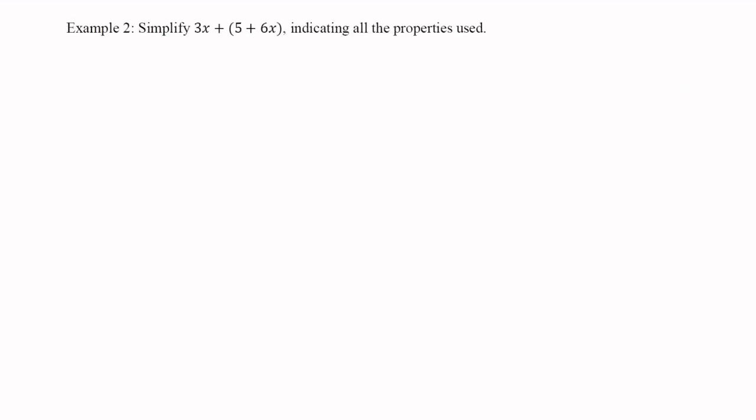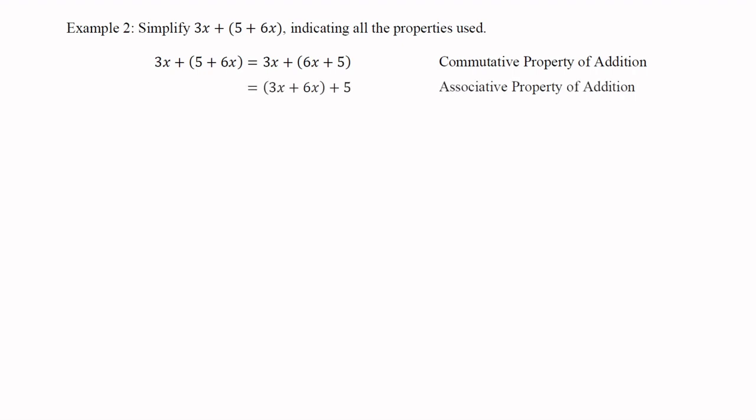So let's take a look at an example of this. We're going to simplify this expression and we'll indicate all the properties used. So we'll start off by flipping what's in the parentheses. Instead of doing 5 plus 6x, we'll do 6x plus 5. That's our commutative property of addition. Then we're going to shift our parentheses using the associative property of addition. And then we can use the distributive property to pull our x out.